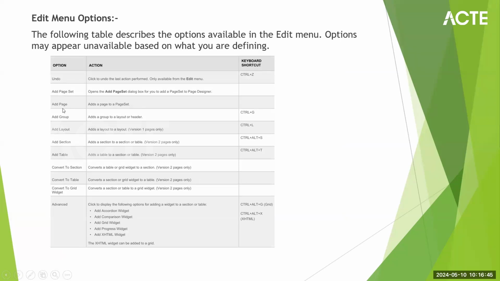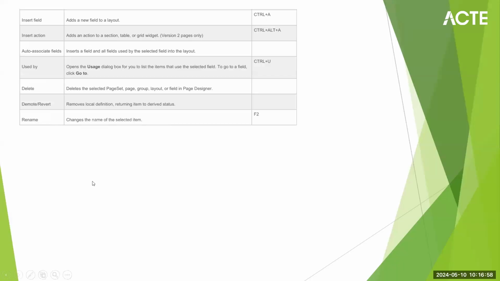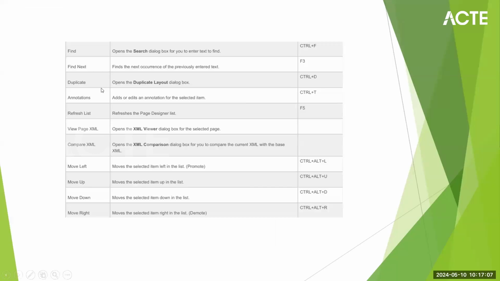Undo, add a page set, add page, add group, add layout, add section, add table, convert to section, convert to table, convert to grid wizard, advance, insert field, insert action, auto associate fields used by, delete, demote, revert, rename, find next, duplicate, annotation, refresh list, view page XML, compare XML, move left, move down, move right.